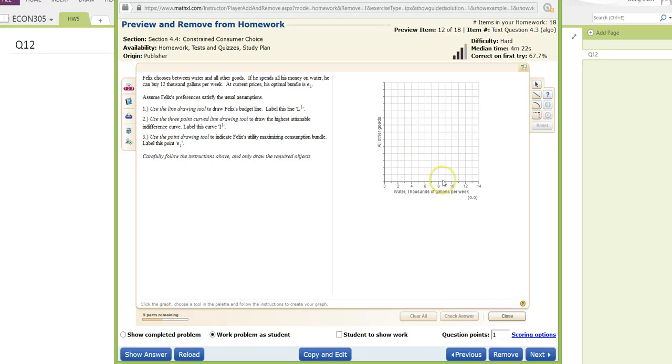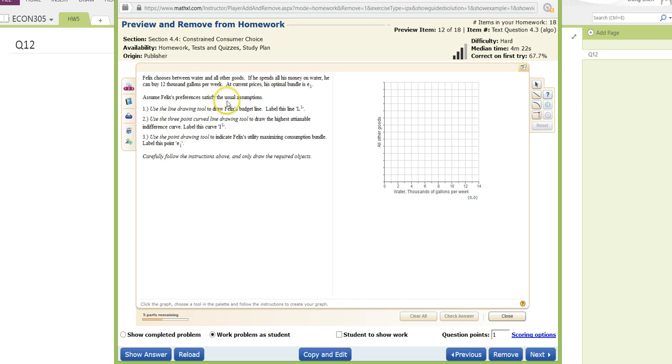So this is question number 12 of homework 5. Felix chooses between water and all other goods. If he spends all his money on water, he can buy 12,000 gallons per week. At current prices, his optimal bundle is E1. Assume Felix's preferences satisfy the usual assumptions.